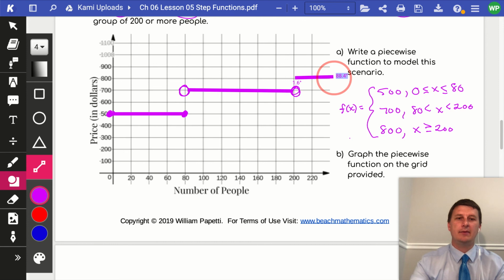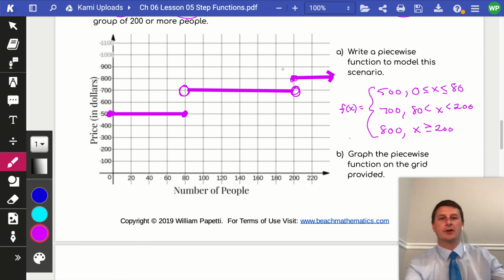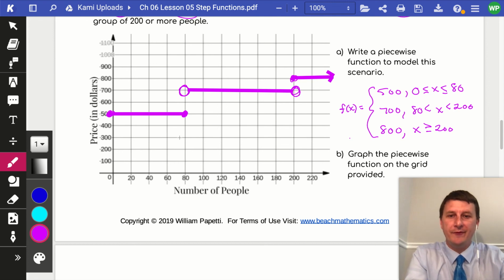and that's going to be for any amount greater than 200 people. And I'll put an arrow on the end of that line, and again, it's equal to 200, so I'll put a closed circle right there on the step function. So right here, we have our step function that starts off at 500. Then as more people get on that boat, we have 700. And then for the maximum amount, we have $800 for that step function.